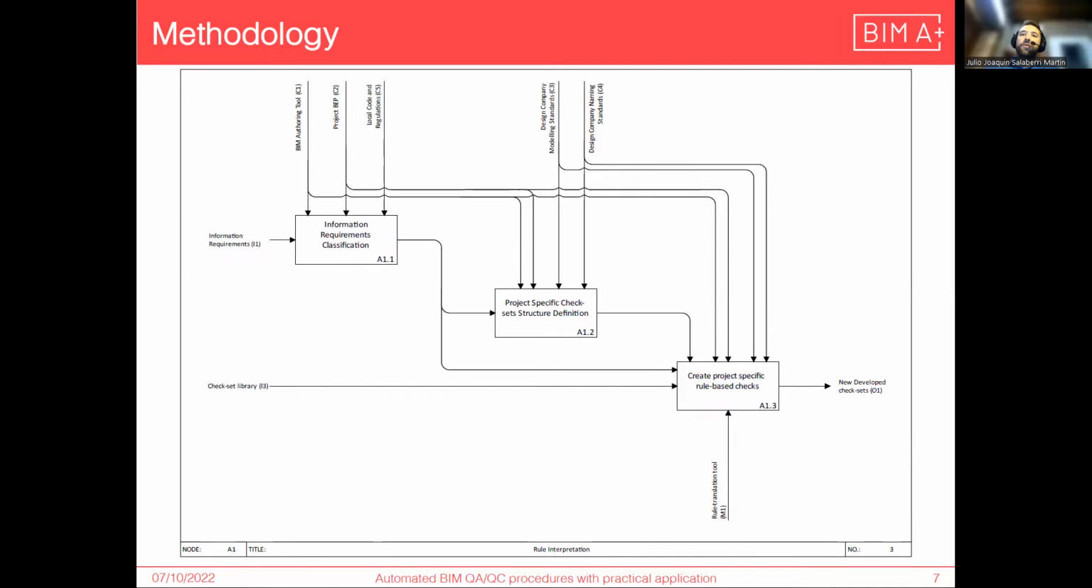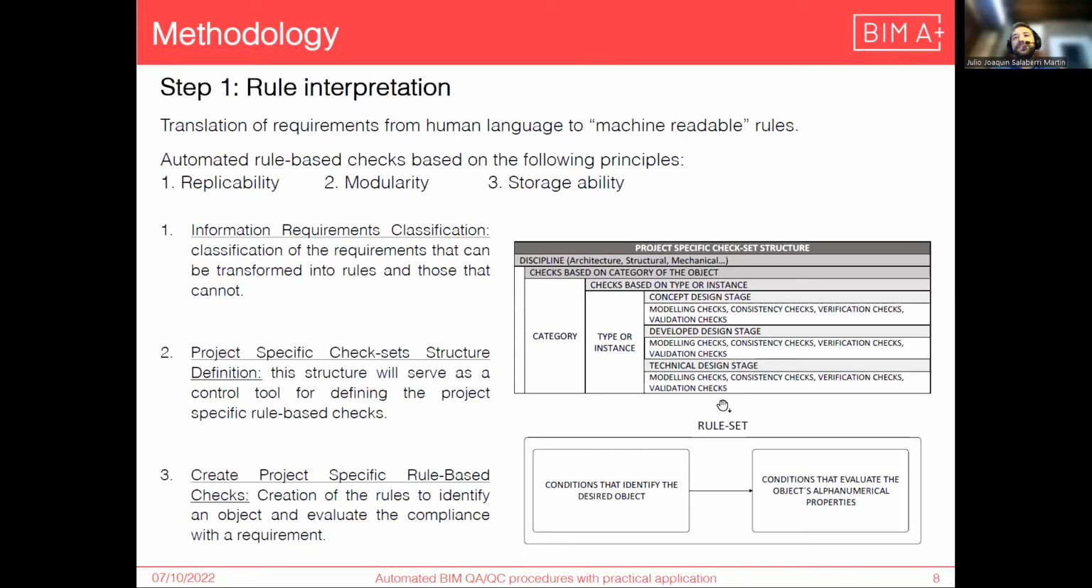For the first step of rule interpretation, we also have 3 activities that we can identify. The first one is information requirements classification. The second one is project-specific check sets structure definition. And the third one is creating project-specific rule-based checks. So step 1, rule interpretation, is the way that we translate the requirements from human language to machine language. And these automated model checks should be based on three principles: replicability, modularity, and storageability.